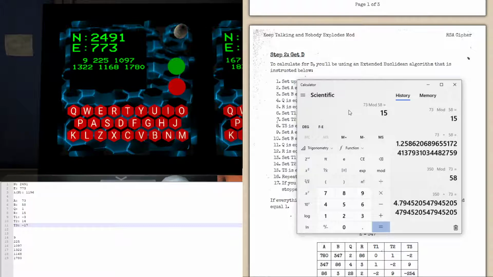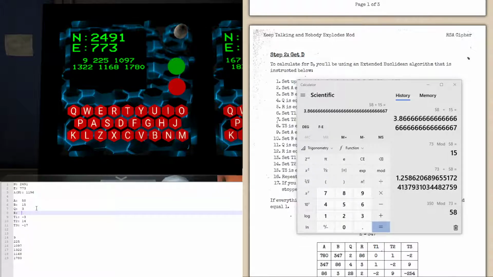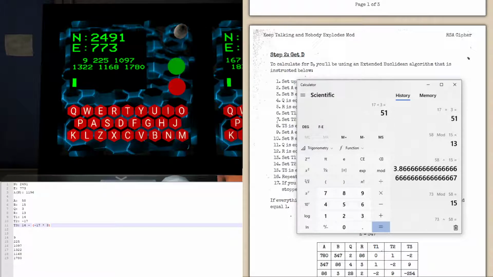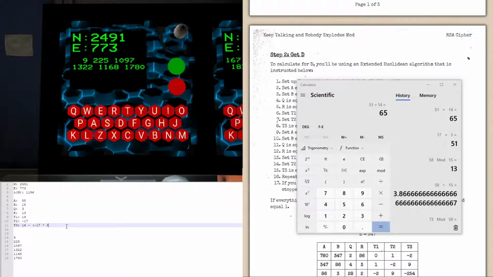Then this turns into 58, this turns into 15. Then we have 58 divided by 15 is going to be 3. And 58 modulo 15 is going to be 13. This becomes 14, this becomes 17. This becomes 14 minus negative 17 times the quotient, which is 3. So I'm just going to do 17 times 3. It's going to be 51, and considering this is going to be a positive when this enters, I'm going to add 14 to this, giving us 65.